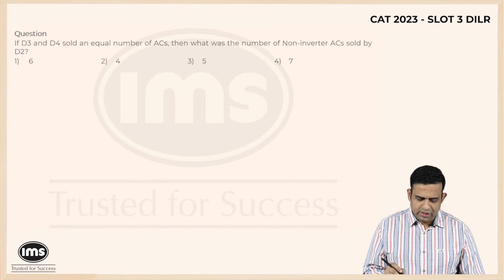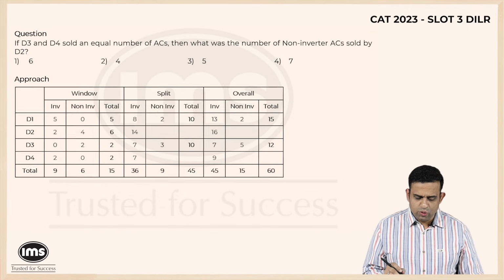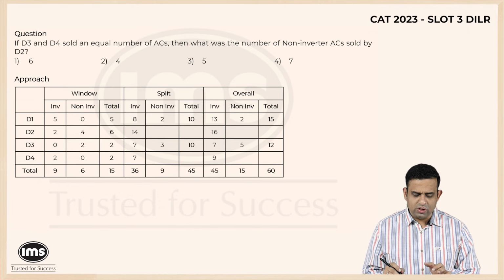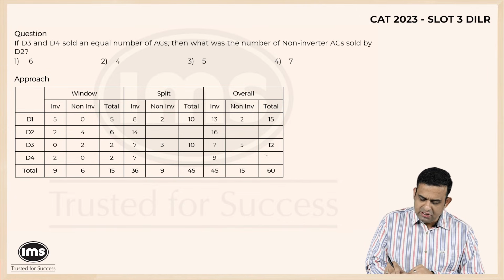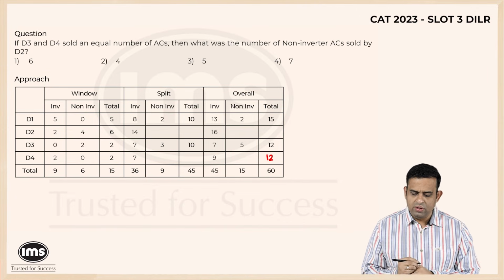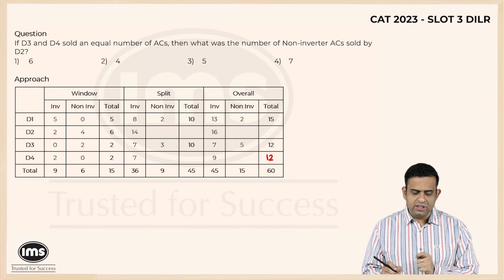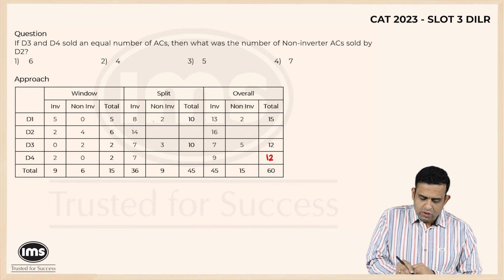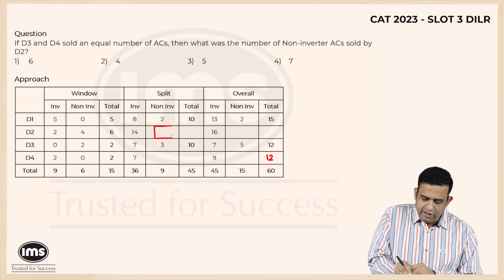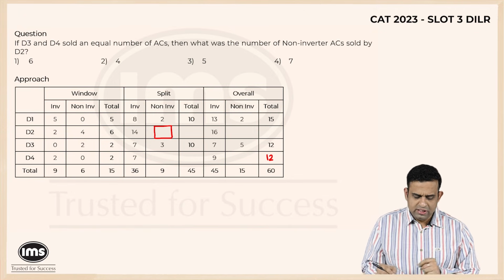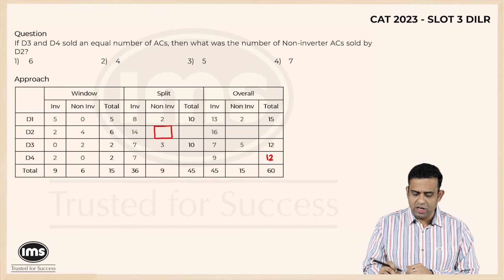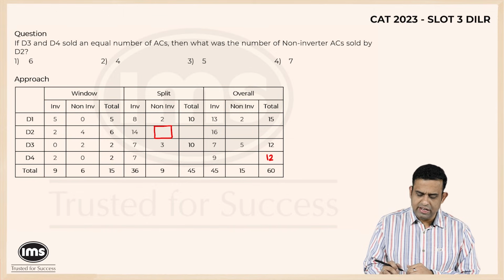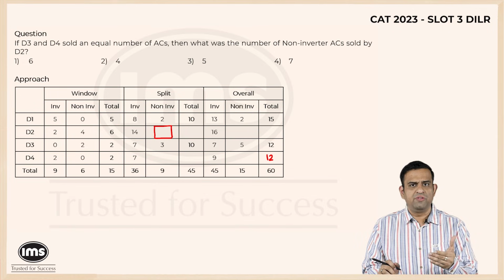If I look at the next one, it says, if D3 and D4 sold an equal number of ACs. So understand, D3 and D4 sold an equal number of ACs. That means this number will be 12. What was the number of non-inverter AC sold by D2? Once I got this, that D4 is selling a total of 12 ACs, total right now becomes 39. 12 plus 12 plus 15 gives you 39.